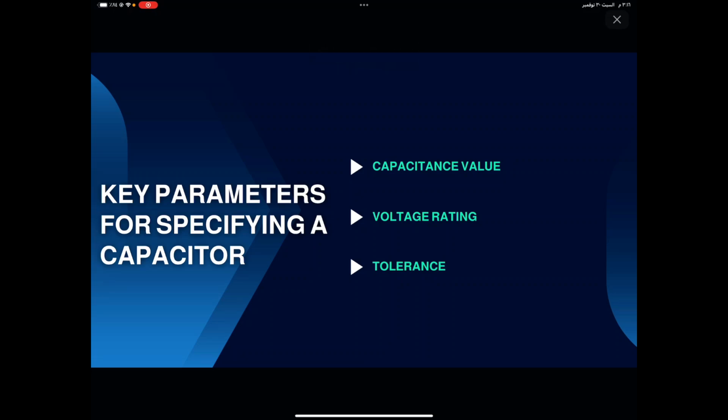So the third one is the tolerance. The tolerance represents the range of variation between the actual capacitance value and the nominal value. So the tolerance is necessary in applications that need precision. Capacitors with tight tolerance percentages are used in applications such as audio filtering. Large tolerance values are generally acceptable in other applications. So these are the key parameters for specifying a capacitor.